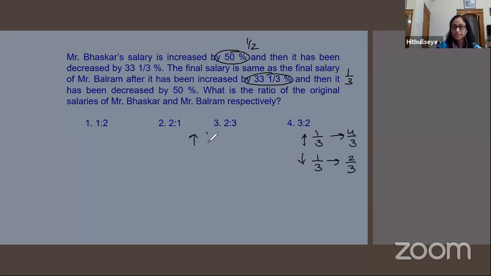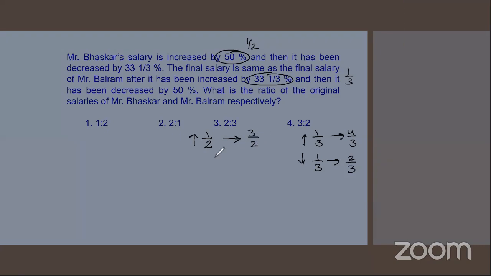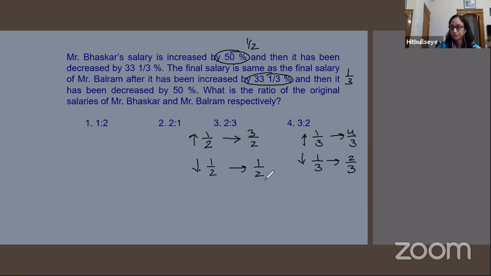Similarly, increasing something by 1 by 2 will make it, now you guys answer it. Increasing something by 1 by 2 will make it 3 by 2. That's correct. And decreasing something by 1 by 2 will make it 1 by 2, right? So keep this in mind while solving this question. All right, anyone has any problem with this part? Because this is the backbone of the shortcut. Now let's start the question.